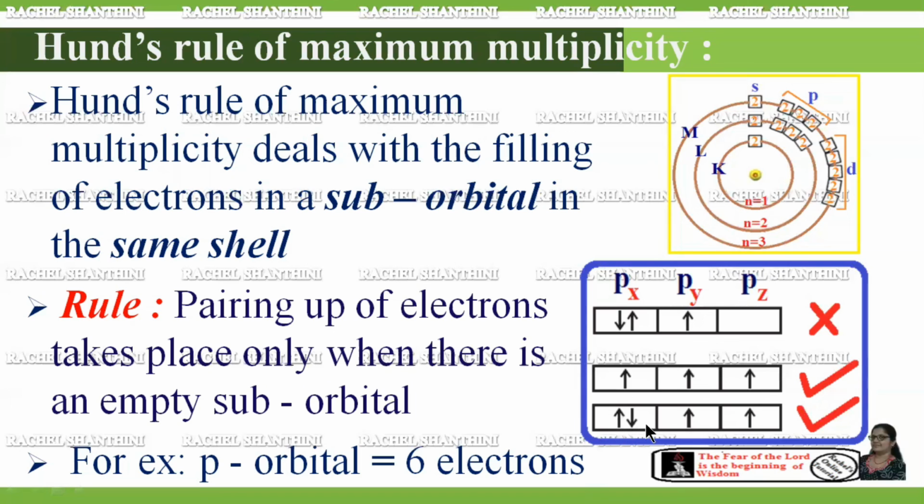If 4 electrons are available for degenerate p orbitals, the first 3 electrons occupy each of the p suborbitals, and then the 4th electron will pair up with the px orbital. The application of these 3 rules has been illustrated in electronic configuration, which we are going to see in the next session.